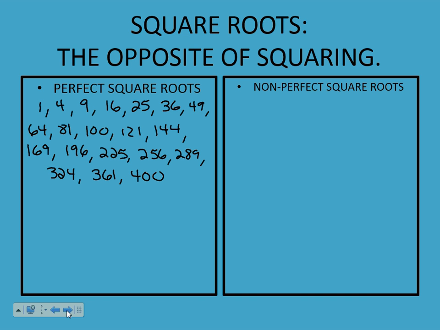Everybody good with that? Okay, all right, so let's talk about perfect square roots. The square root is the opposite of squaring. So if I asked for the square root of 16, I want to know what number squared is 16. 4. Tell me, why does this go in the rationals house?